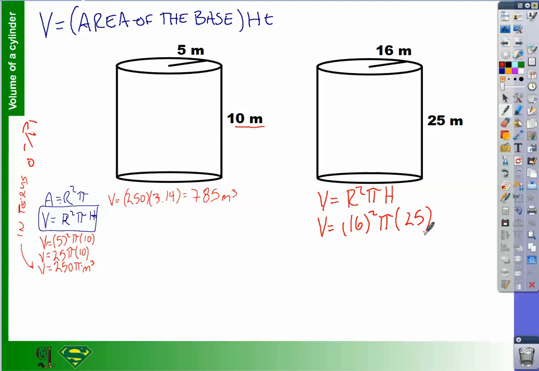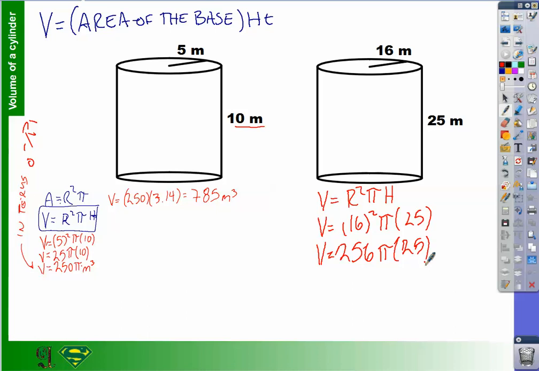So what are we going to do first? Do we do the exponent first or do we do multiplication first? Zach? No, we do the exponent first. So 16 squared is 256. So the volume is equal to 256 pi times 25. So what's going to be easier, multiplying 256 times pi or 256 times 25?